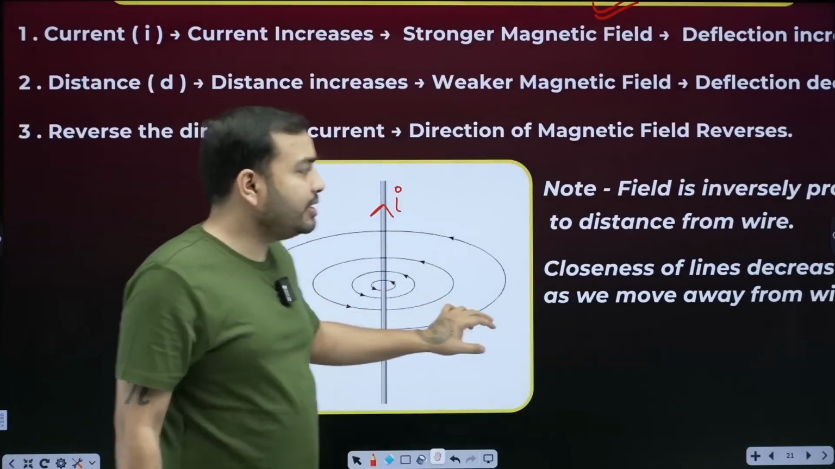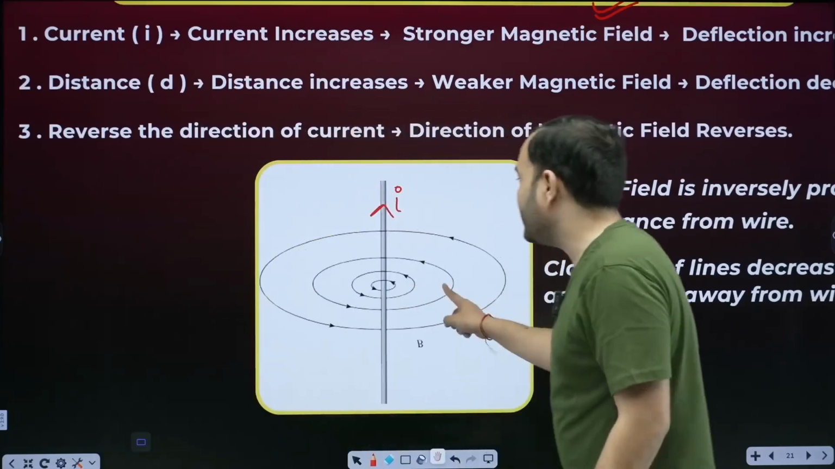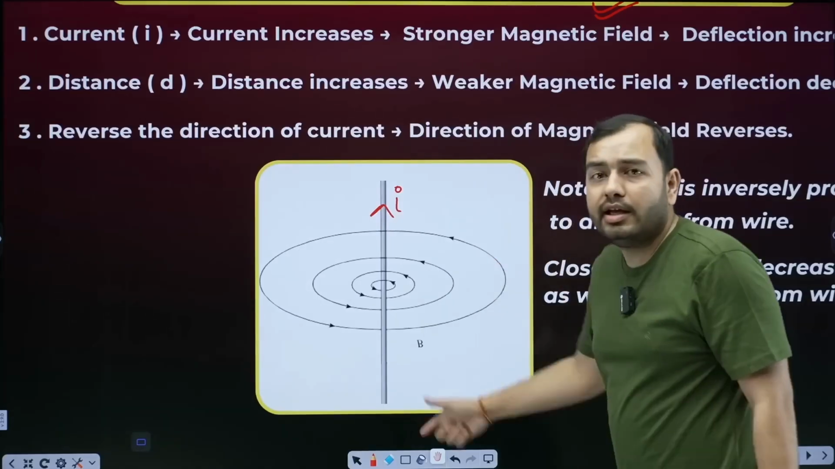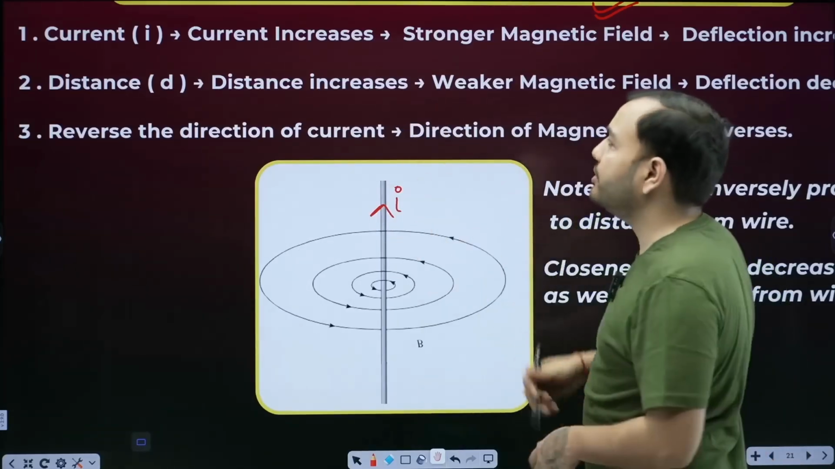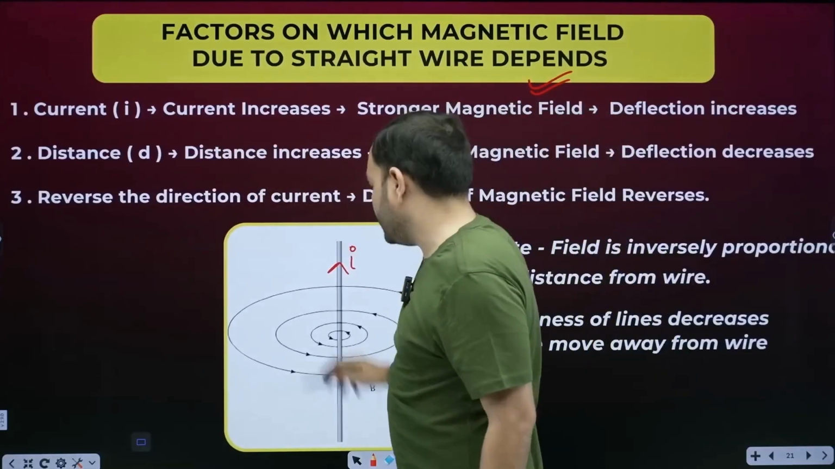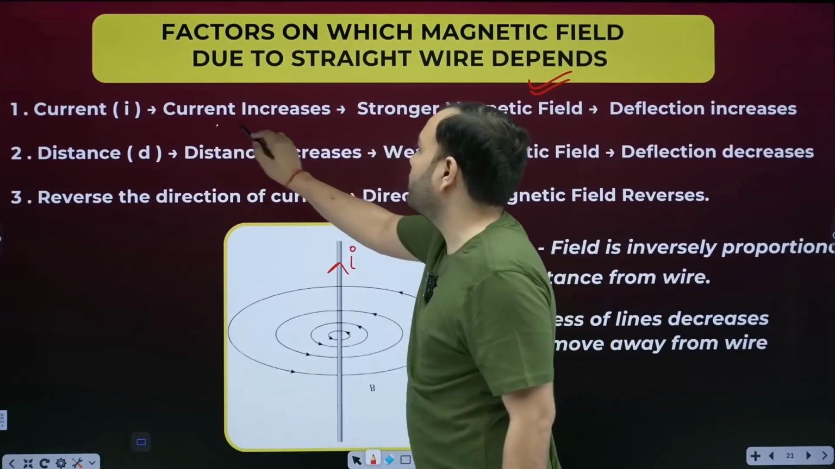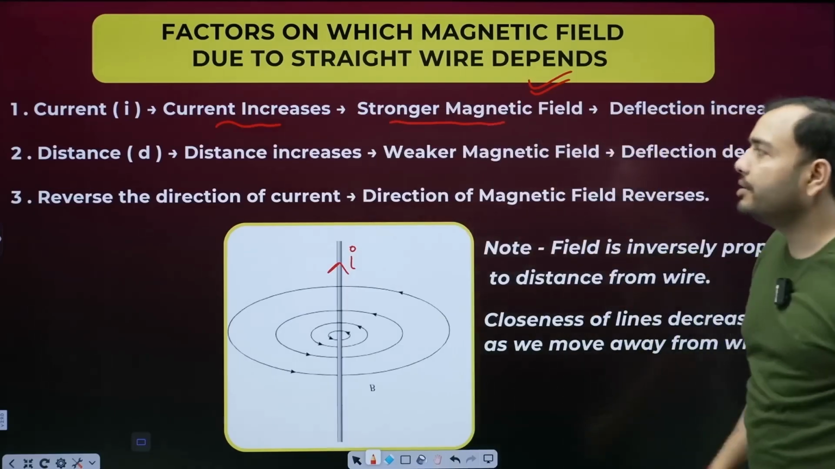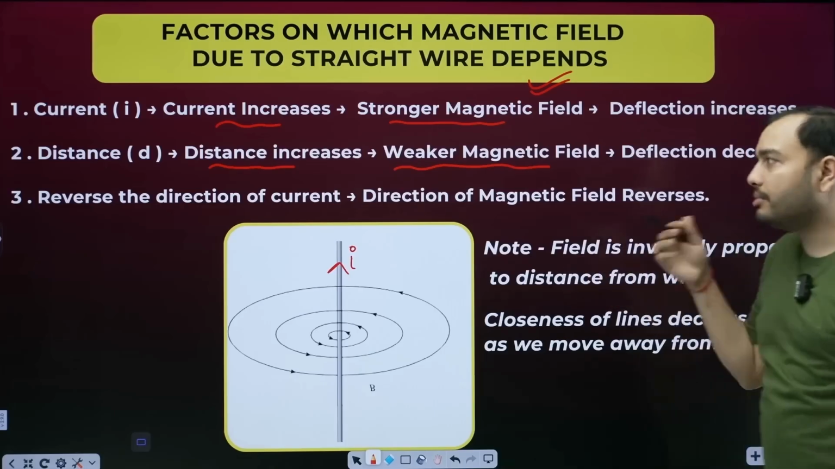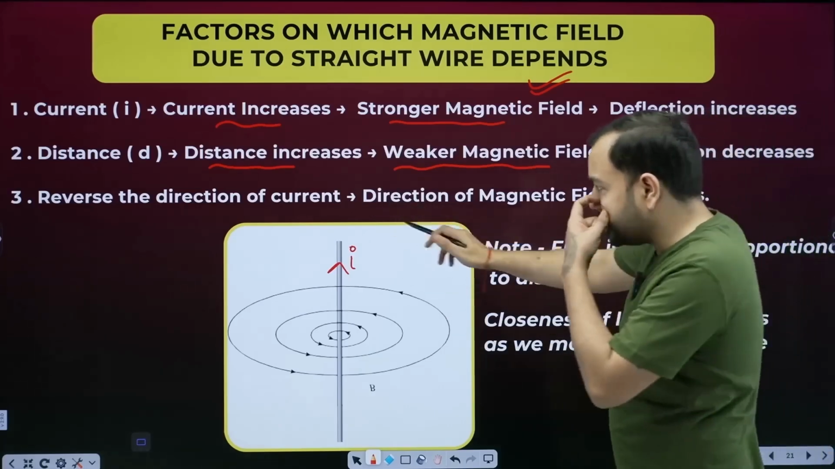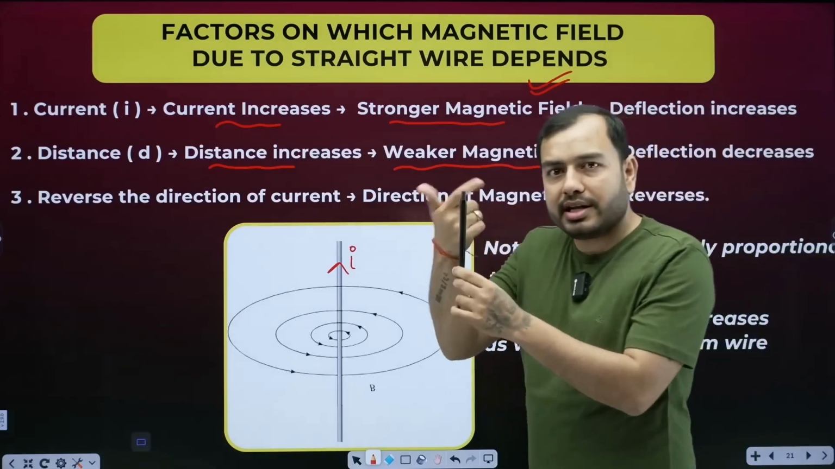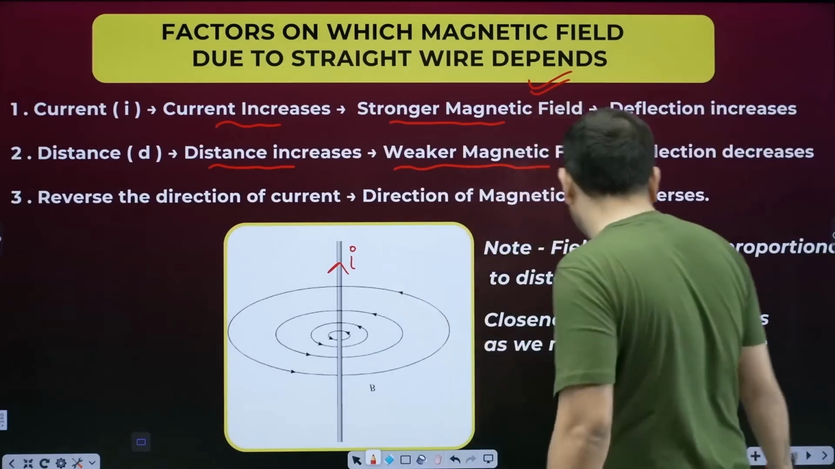So you have to remember two things. First, the further you go from the wire, the less the magnetic field will be. And second, the more current you put, the more the magnetic field. The same is written here. On what factors does it depend? First, current: the more the current, the stronger the magnetic field. Distance: the further you go, the weaker the magnetic field gets. Third, if you reverse the direction of current, the direction of the magnetic field also reverses.